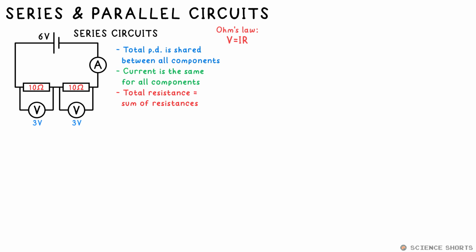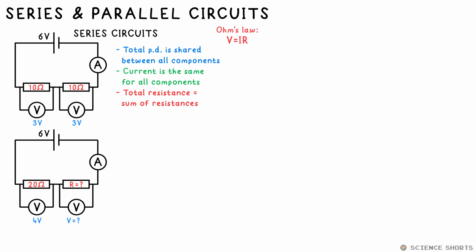By the way, we can also call this setup a potential divider circuit, as the total potential, total PD, is being shared. If the resistors don't have the same resistance, then we can use the second point to help us. That is, the current is the same for both. Let's say the first resistor is 20 ohms and it uses 4 volts of the total 6 volts available. We know 2 things from V, I and R, so let's use Ohm's law to calculate the third. In this case, that's the current.